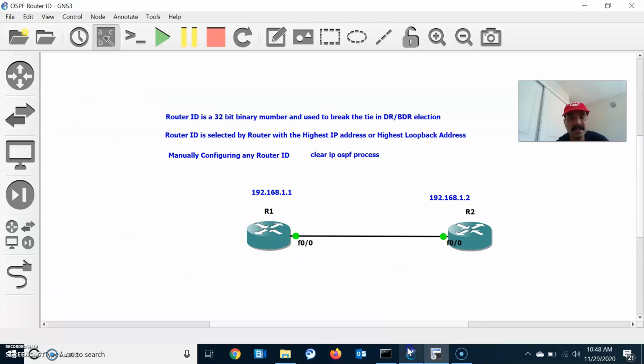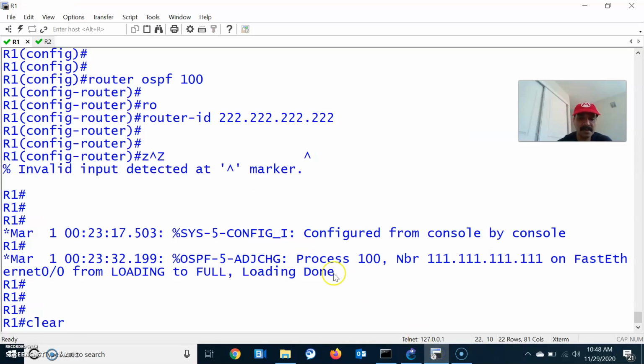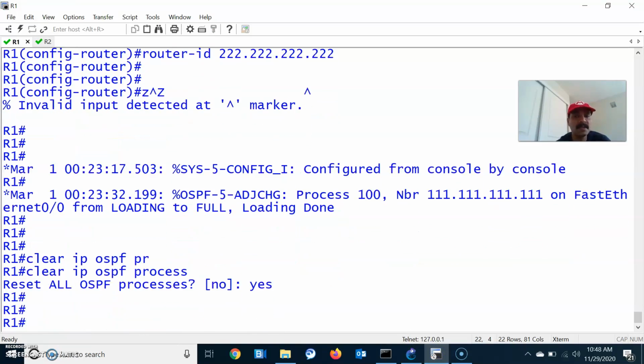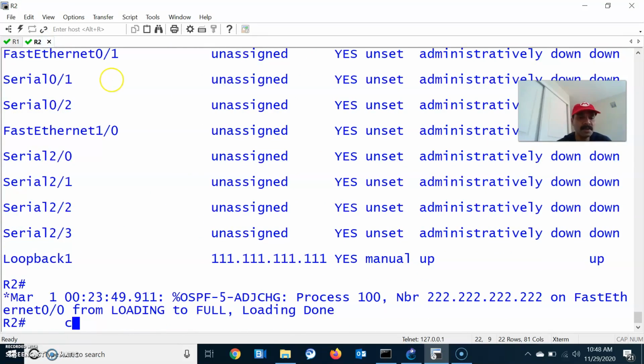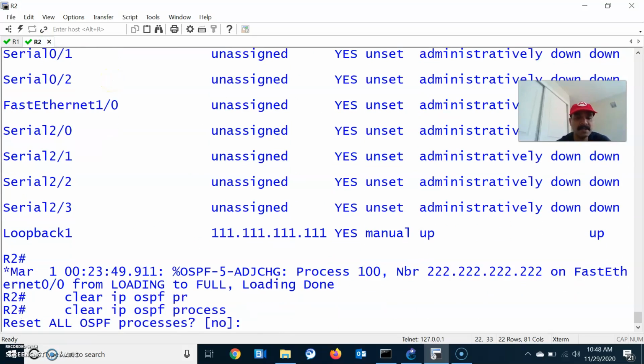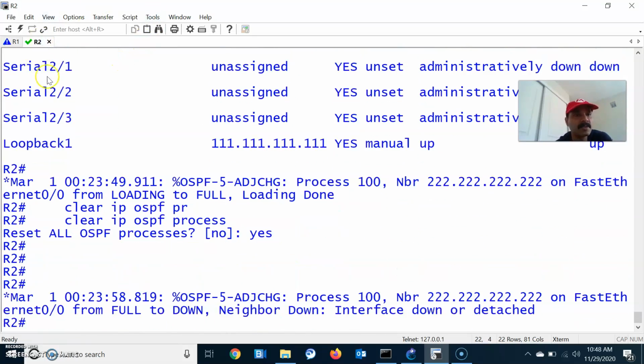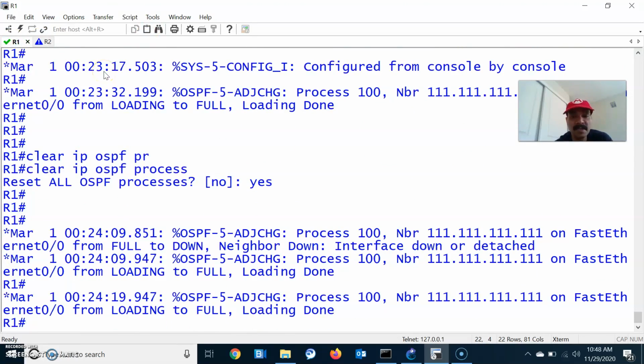As I mentioned here, after manually configuring any router ID, you have to do a clear IP OSPF process. So to take effect, clear IP OSPF process, say yes, and similarly go to R2 and do a clear IP OSPF process. It will reset the neighbor relationship. I have done a clear IP OSPF process. So now let us see the election.